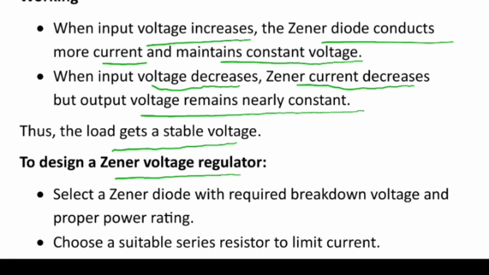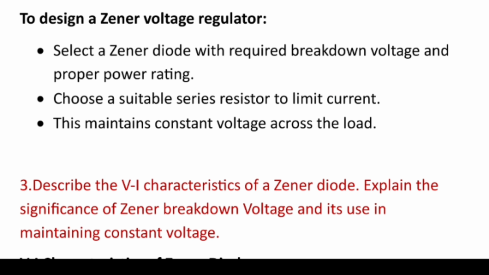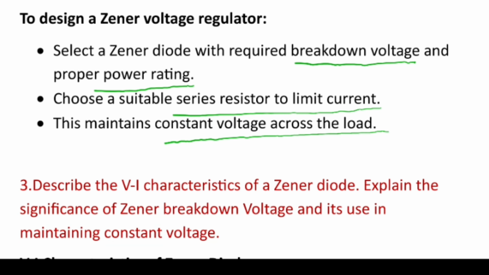To design a Zener voltage regulator, before selecting any Zener diode, we already know the definition: it requires a breakdown voltage, and a proper power rating must be selected. A suitable series resistor is used to limit the current, and it maintains constant voltage across the load.